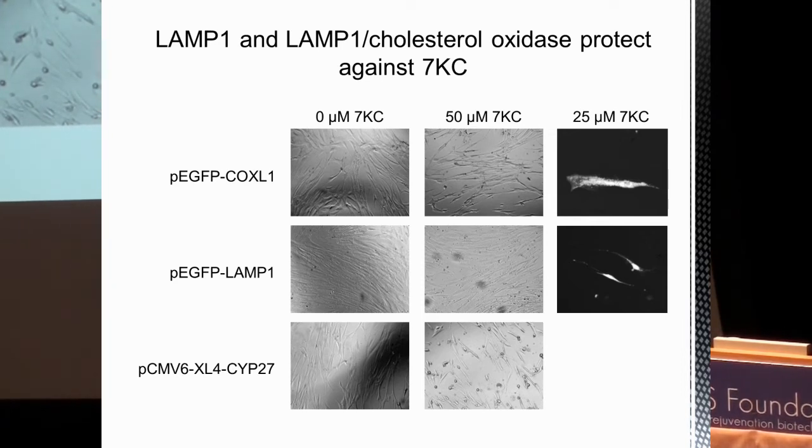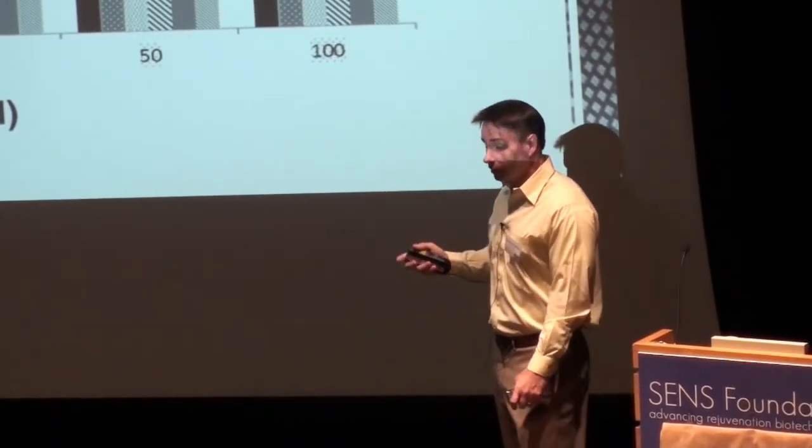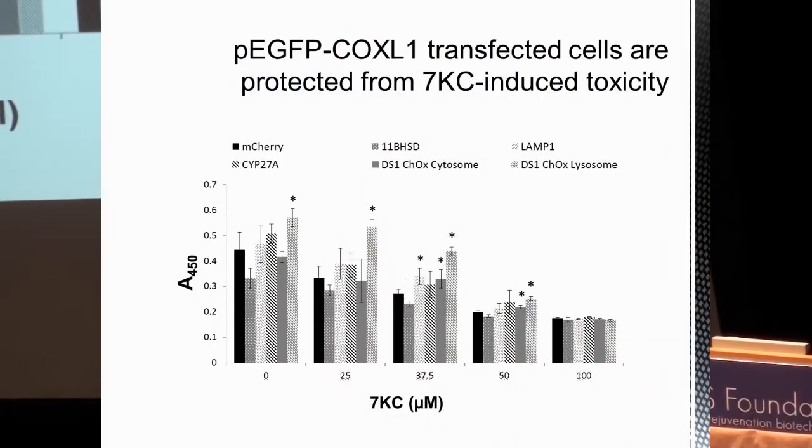However, on the other hand, the CYP27 or the sterol-27 hydroxylase, this is what we would normally see in non-transfected cells. We see almost complete cell death at 50 micromolar 7-KC. But we definitely did see a lot of surviving cells at this concentration with our construct. And this is just an image quantifying our data. This would be the baseline because all the cells are basically dead at this point.